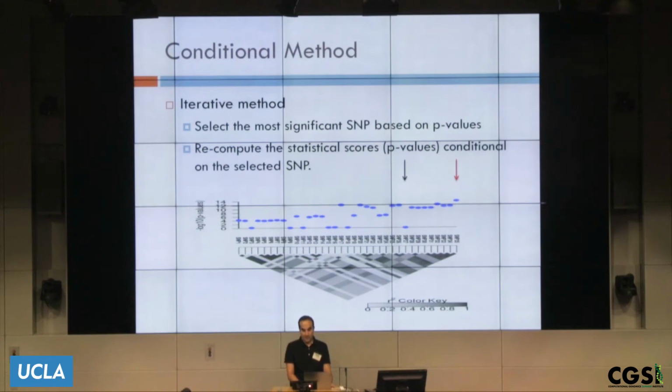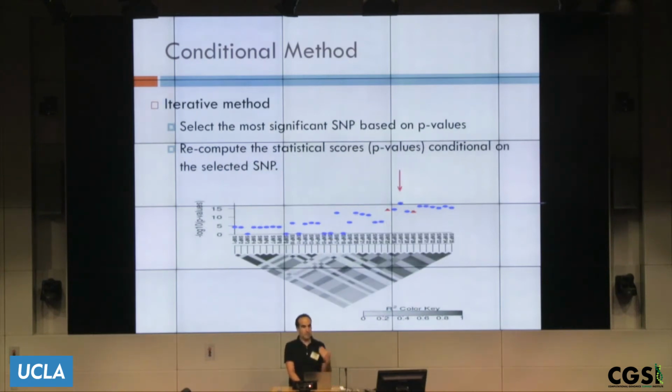Okay? But people really believe that this works in the field. So let me give you some intuition on why that doesn't work. The problem with the conditional method is that you're making an assumption that the top SNP is the causal SNP because you've picked it, right? So how often is the top SNP the causal SNP?